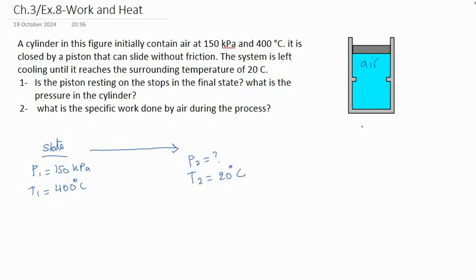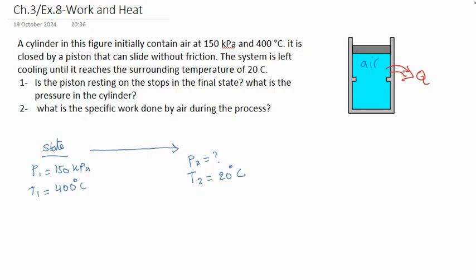Back to this exercise now. The piston may be dropping while it's losing heat. So assuming that, as the question dictates, the heat is being lost and the temperature originally was 400 and we are actually reaching a final of 20. So we are losing heat.